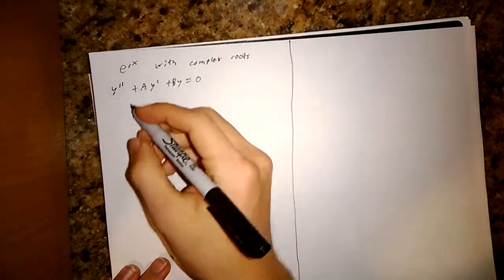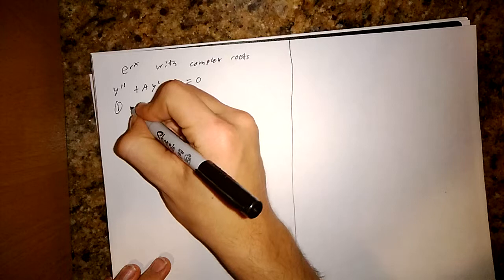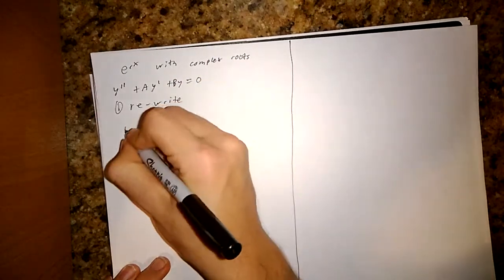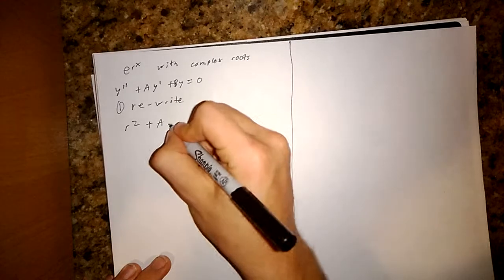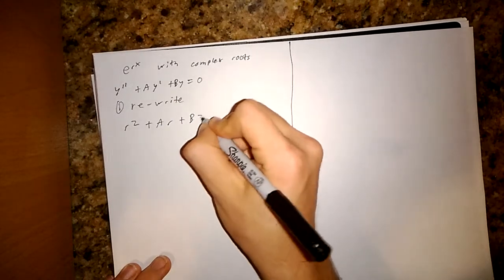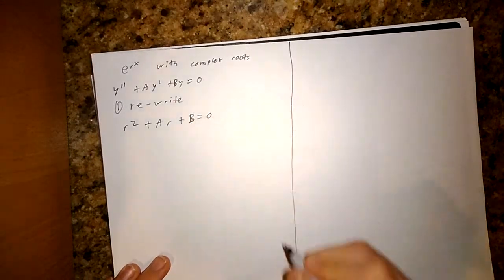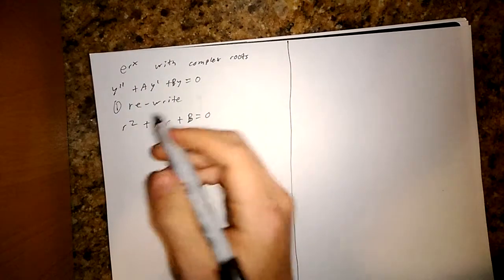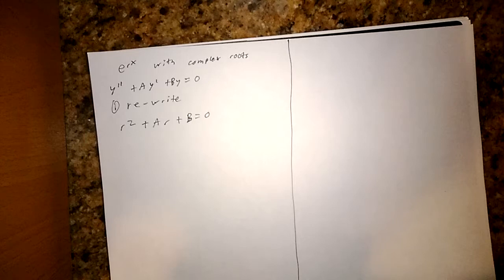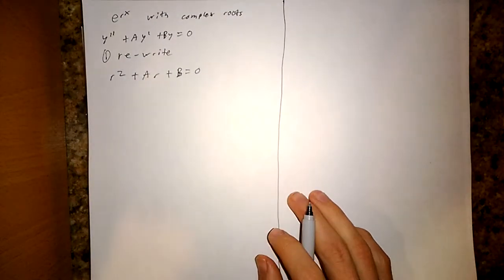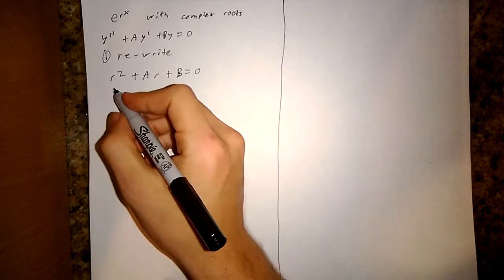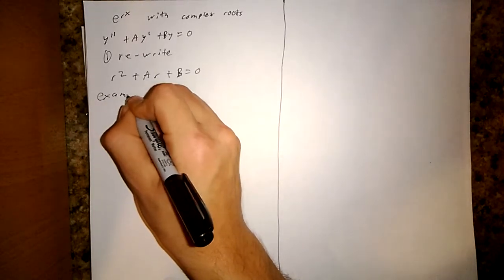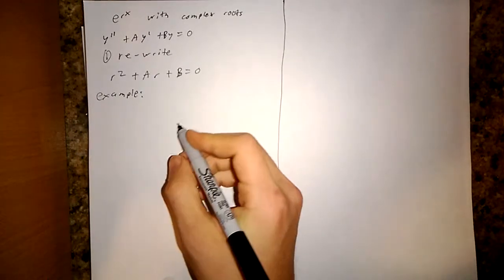So we're going to rewrite it. That's always a good thing to do. It helps you see it. r squared plus ar plus b equals 0. Now here, if you can't rewrite it, you're going to have to use a different solution, either the quadratic equation or a simpler way I'm going to show you. So we're going to have an example. This is if you can't factor it out.